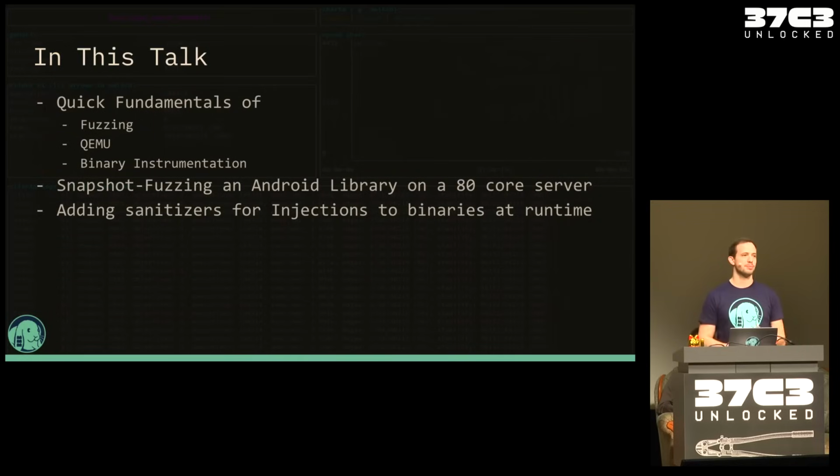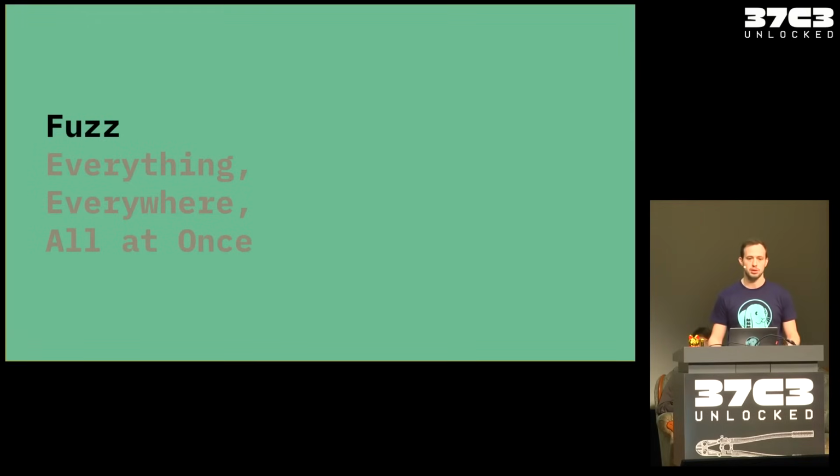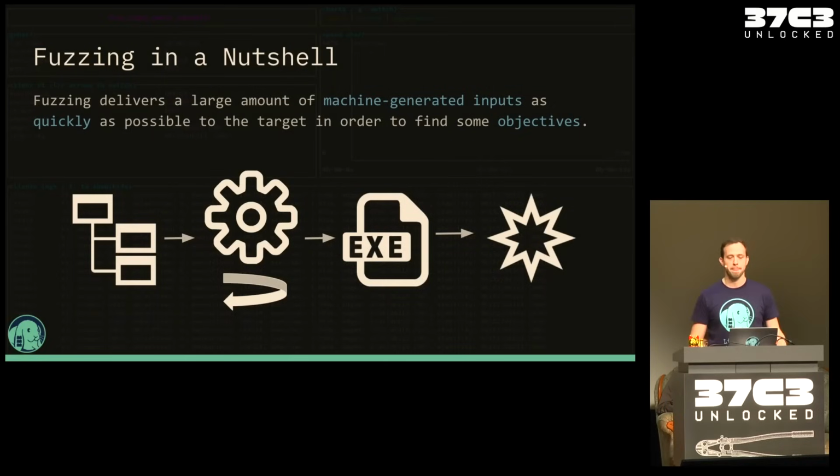In this talk, first we're going to cover the quick fundamentals of fuzzing, emulation with QEMU, and binary instrumentation, and then we're going to have 2 nice examples. One is snapshot fuzzing of an Android library on a server that is not Android, on 80 cores. And then we're going to show how to add sanitizers for injections, like SQL injections, to binaries at runtime using QEMU. Right, let's fuzz.